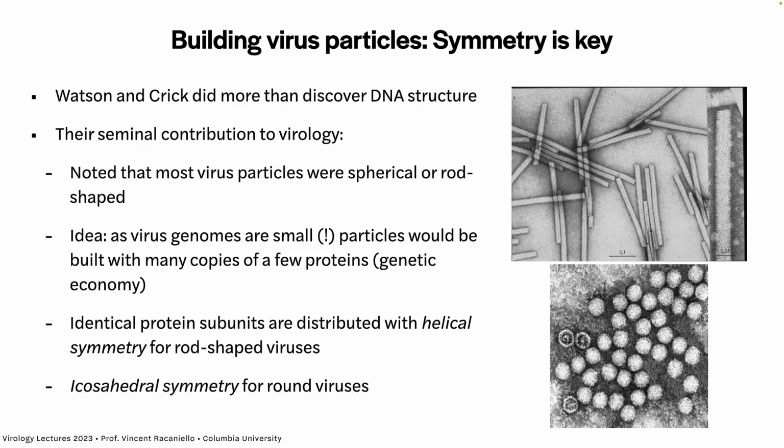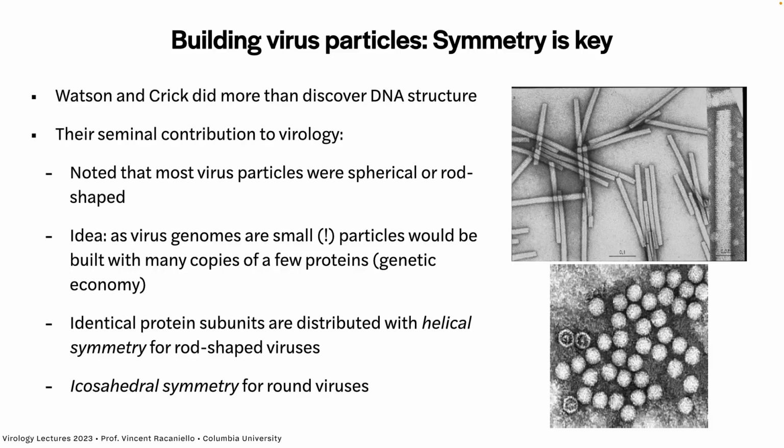They noticed that if you looked at the electron micrographs, remember we're talking about the 50s and 60s now, no X-ray crystallography. The first X-ray structures of viruses weren't until 1985. So in the 50s and 60s, Crick and Watson are looking at EMs of virus particles. On the top right is tobacco mosaic virus, which is this rod-like virus. And then on the bottom is poliovirus, which is spherical. And they looked at many different viruses and they said, they're either spherical or rod-like.